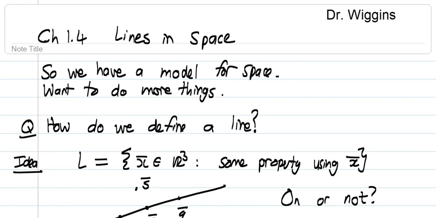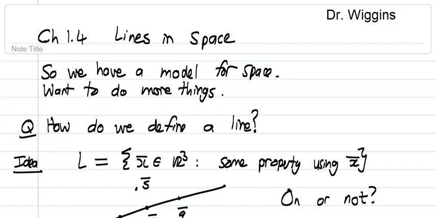So, we now have a model for space using algebraic vectors. But obviously we want to do more things. And one of the things that we would like to do is have more objects that we can play with. So a big question is, how can we define a straight line or just simply a line?